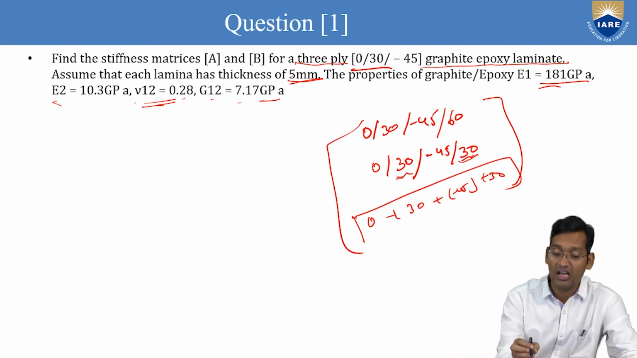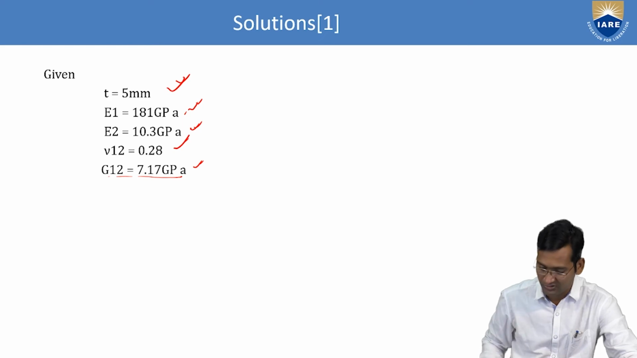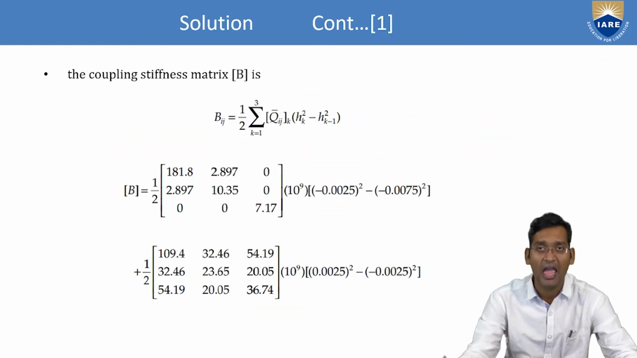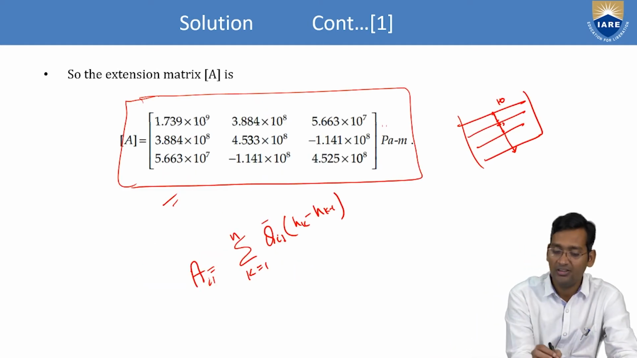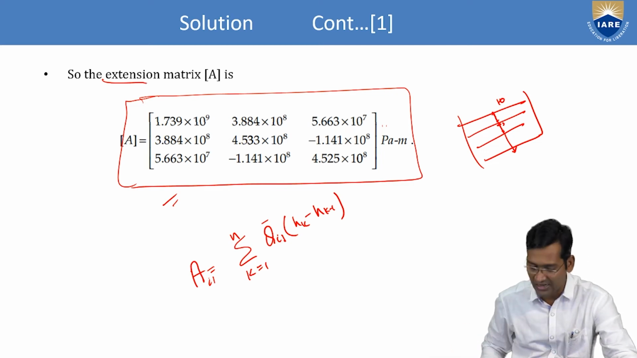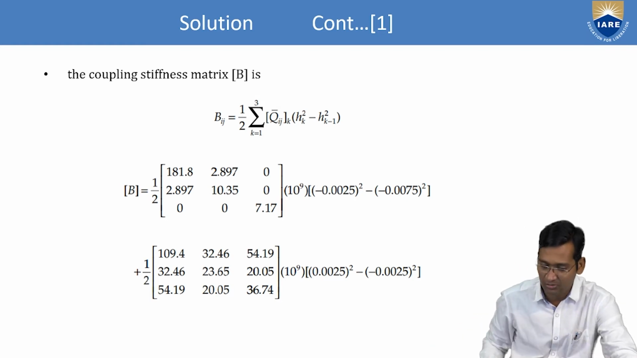Now here what they ask is the stiffness matrices A and B. So now we found A. Now what is left to find? B. So let's see here. That B is called the coupling matrix. Matrix A is named the extension matrix and matrix B is called the coupling matrix. So just see the difference. Again it will be the same.